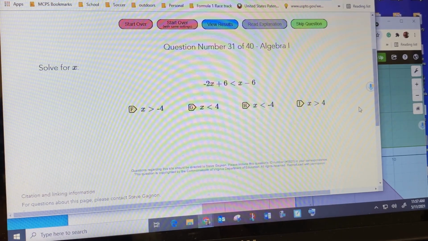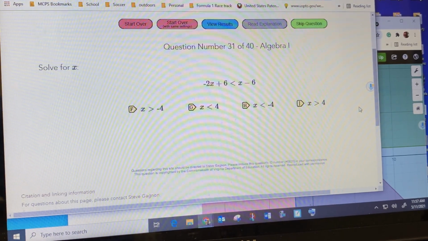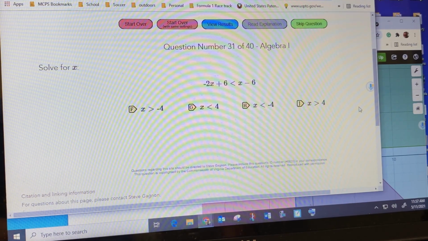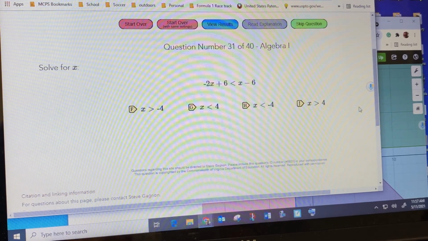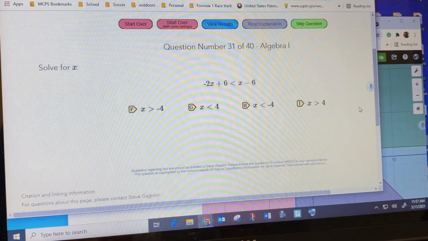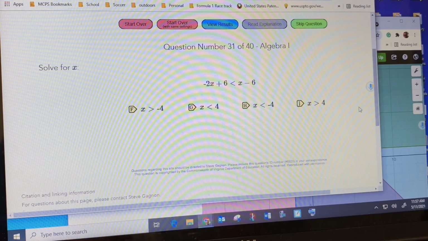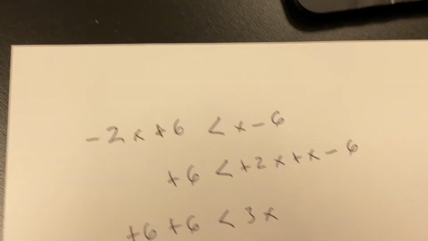Inequalities. Negative 2x plus 6 less than x minus 6. And we have 4 options. The option F is x greater than negative 4. G is x less than 4. H is x less than negative 4. And J is x greater than 4. All right, I did it on paper, so this is it.